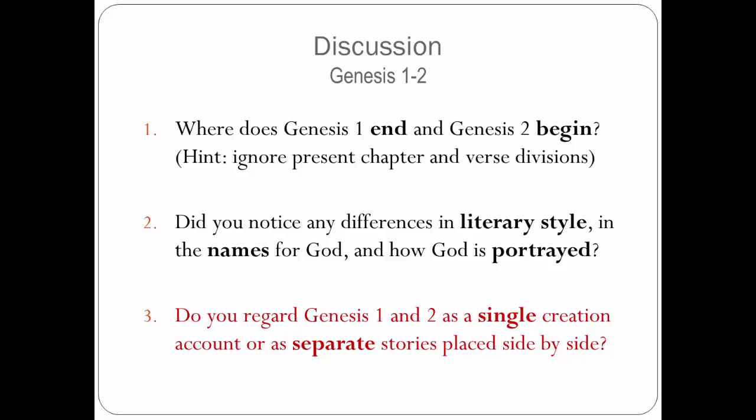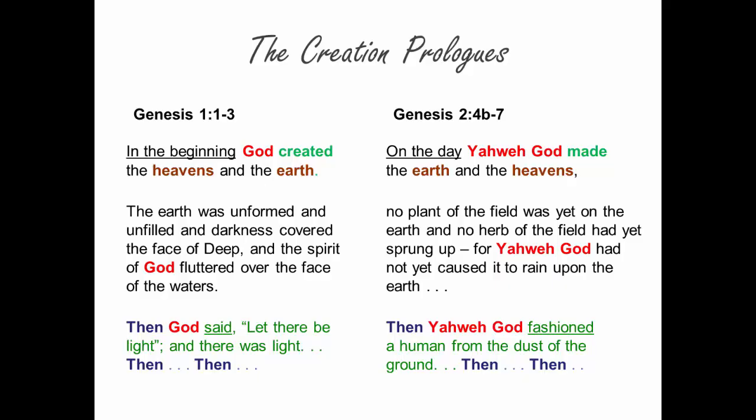So, is Genesis 1 the 30,000-foot flyover and Genesis 2 the detailed view, as often argued? Or were these two accounts placed side by side by later Israelite editors? When we compare both creation accounts in this chart, notice how each chapter begins with similar sounding prologues.